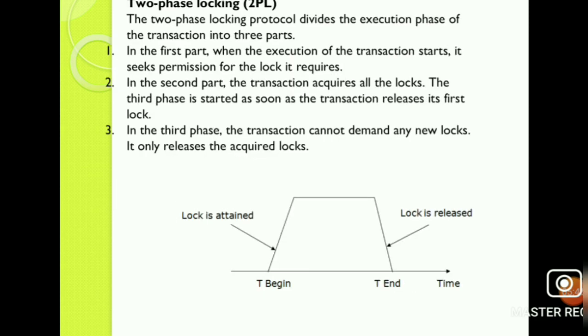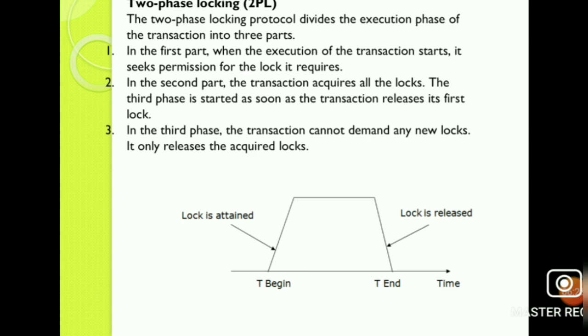The third one is two-phase locking protocol. This is a very important locking protocol. Let us discuss the diagram. In the first part, when the execution of the transaction starts, it seeks permission for the locks it requires. In the second part, the transaction acquires all the locks. The third phase starts as soon as the transaction releases the first lock. In the third phase, the transaction cannot demand any new lock.